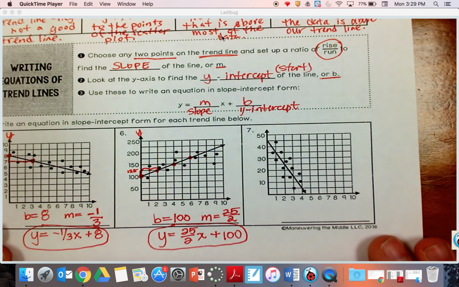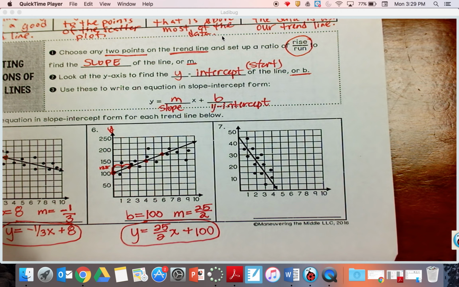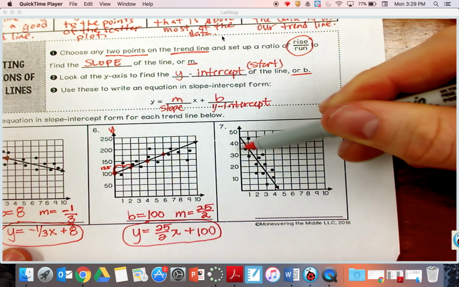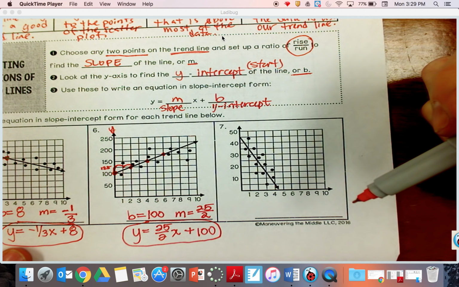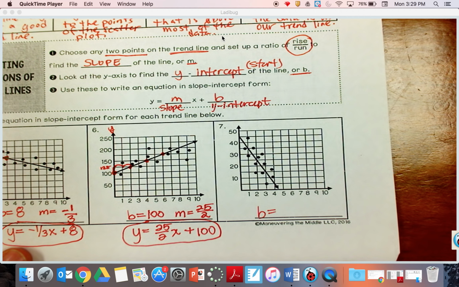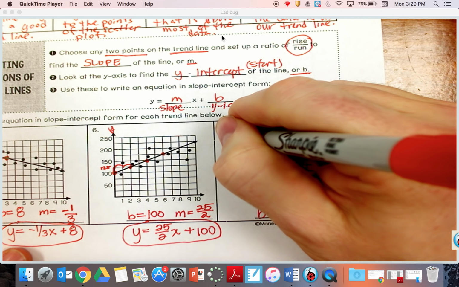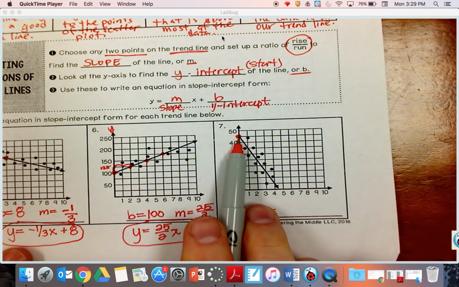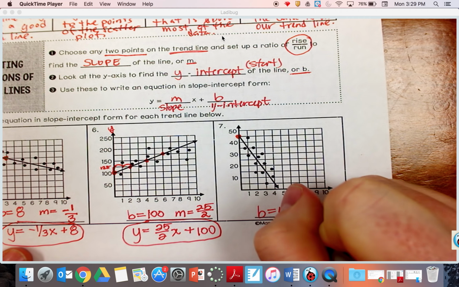We have a third example here on number 7. We got to use the same thing. This is a negative trend and a negative trend line. So remember, to write my equation, I need to know where is the beginning point for this trend line. Where is the start point? Where is it crossing my y-axis? So it's crossing right here, up there, at 45. So I know I have a y-intercept of 45.